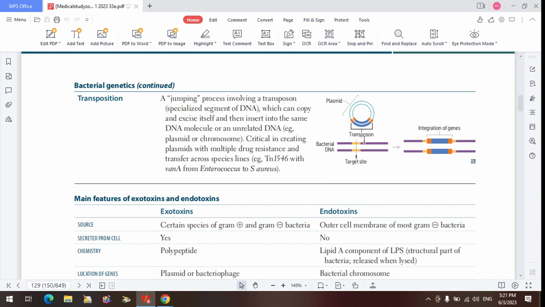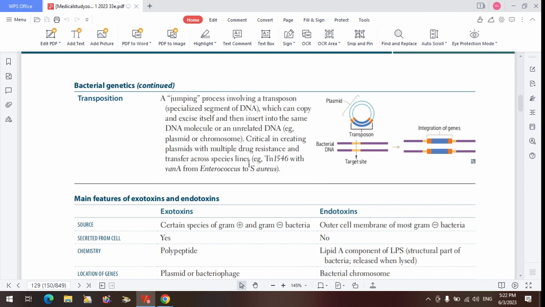Yeah. So it copies itself and moves to a section of the bacterial chromosome. You can see the target site. So by the time it fixes itself to the target site, you have this. Yeah. So that's that about transposition. Transposition is important, particularly when we are talking about antibiotic drug resistance.